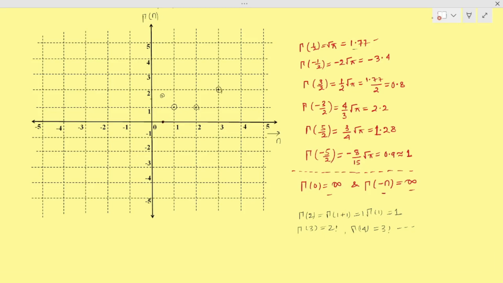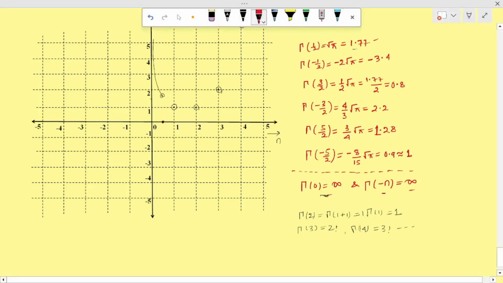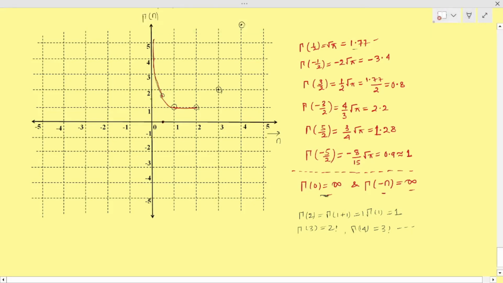So if I'm going to draw this graph, gamma 0 is infinite. If I move towards this side, it will be infinite. So by considering these points, if I draw the graph, it will be approximately like this. I'm going to draw in red, it will be better. Gamma 1 is 1, then it will increase sharply.